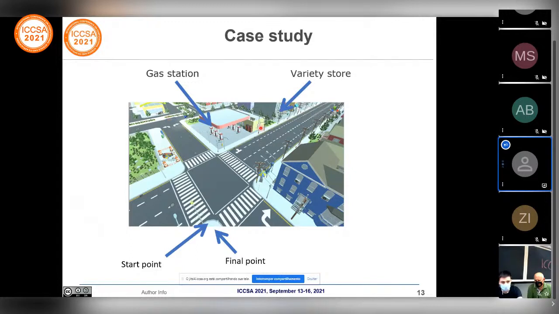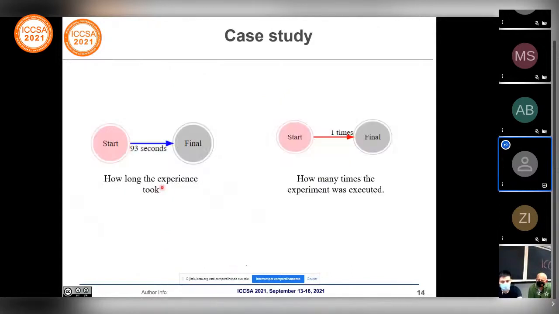Once all the data were recorded, we transformed it, analyzed, and interpreted the results. All charts were created automatically. The left chart shows that the user spent 93 seconds to finish the experience, and the chart on the right shows that he performed the task 1 time.